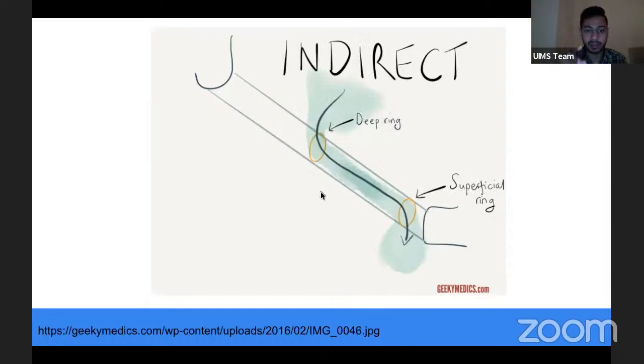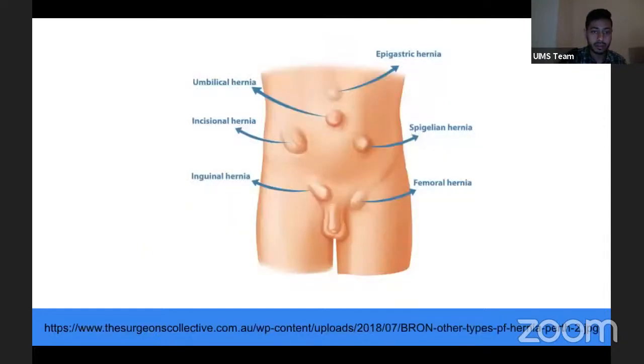If the bowel is entering through the deep ring, which is lateral, and then traveling through the inguinal canal and out of the superficial ring, that is an indirect hernia. An indirect hernia can quite easily travel into the scrotum, and that can also present as scrotal swelling, and it's very painful, and it's a very critical situation. So that was a little bit about hernias.